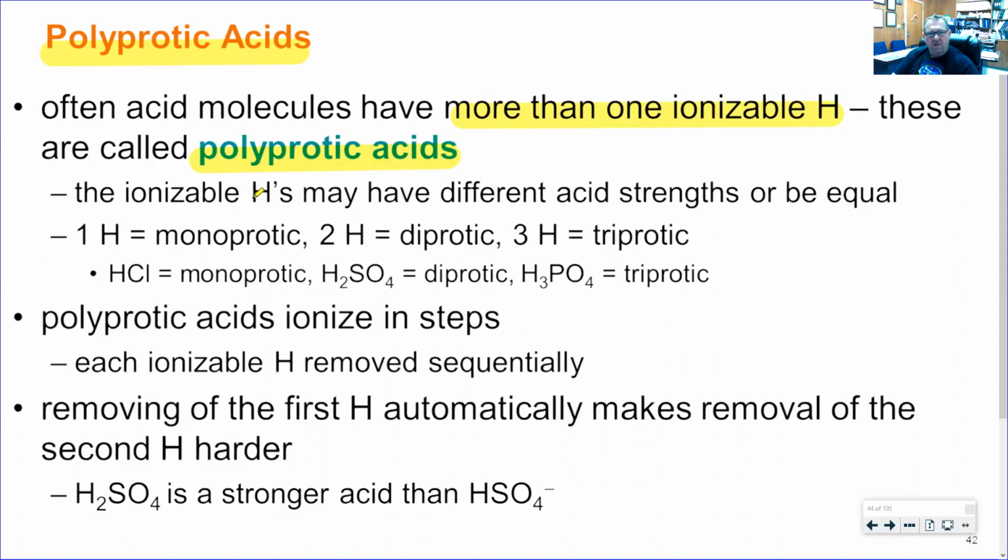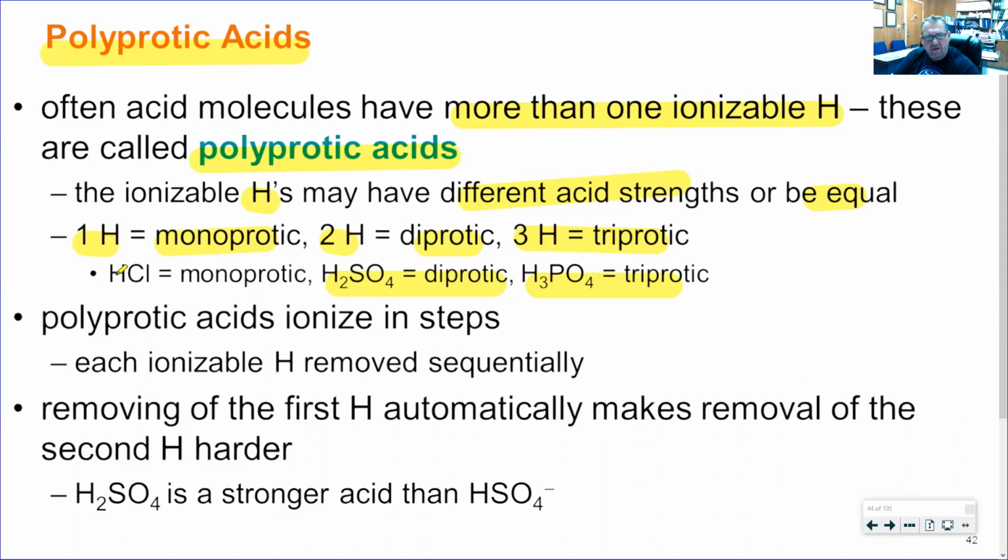Now the different protons can come off at different strengths, or they can be equal. So we say something that has only one proton to be donated, we call that a monoprotic acid. Something that has two protons to be donated would be something like sulfuric acid. We call that a diprotic. And something that could donate three protons would be something like citric acid, or in our common example, phosphoric acid. That's a triprotic acid.